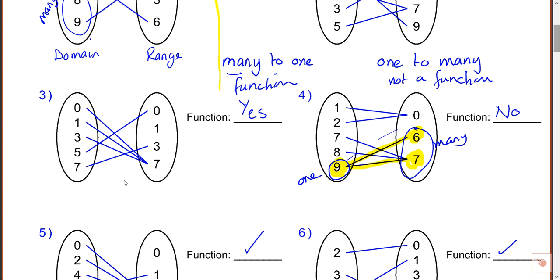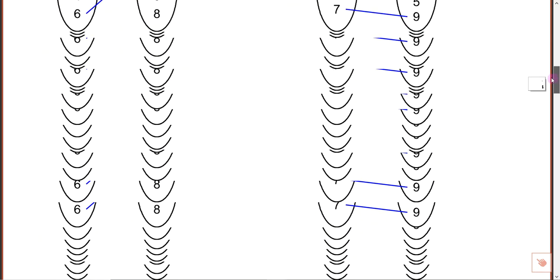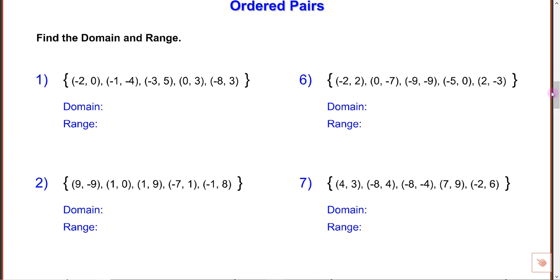So let's just move on to the next thing, because this is all basics of functions. Right, we've now got a different situation. These aren't mapping diagrams, these are number sets. We've got relations or functions. We could set these up as mapping diagrams, or we can just write a domain and range. So this is introducing you to writing domain and range as a number set.